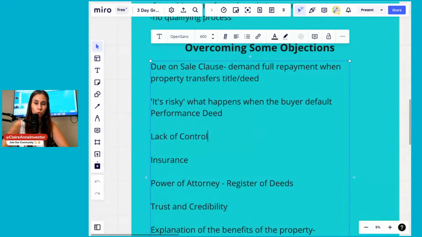Why the seller wouldn't like to have it is because of the lack of control. If something were to happen, they don't really have control over it. The other thing about the riskiness of the buyer default is that there's something called a performance deed, and the moment that I as the buyer don't perform, there will be a performance deed where you deed it back to the actual seller and they can take it back without going through the foreclosure process. They just take back the property.